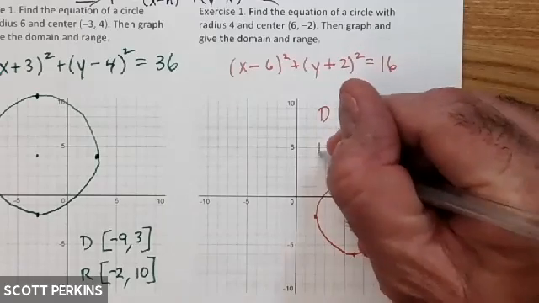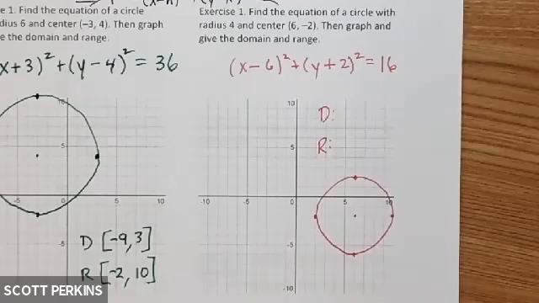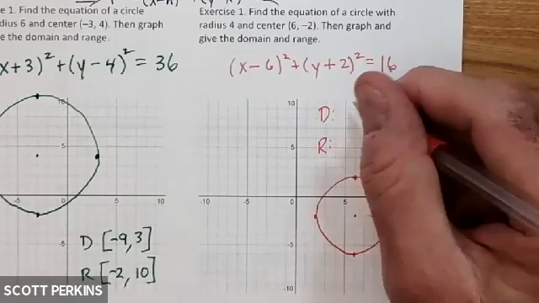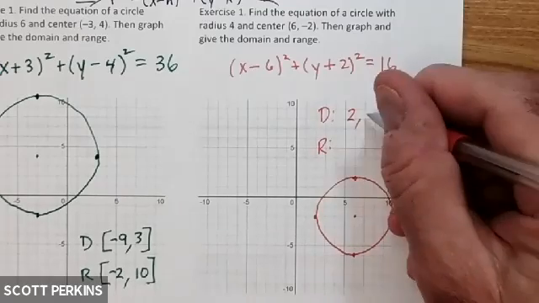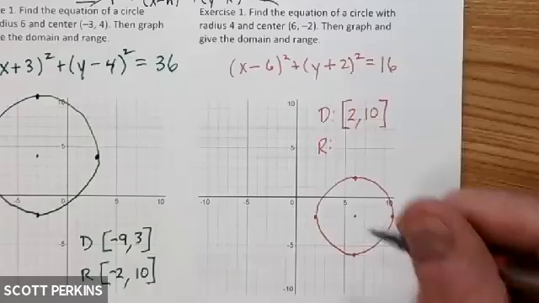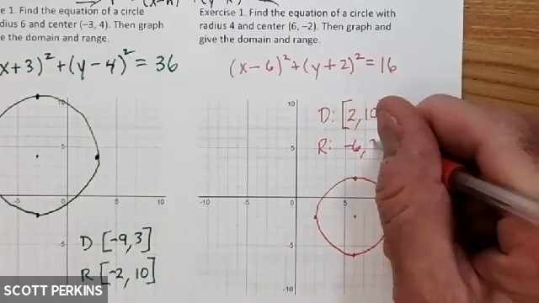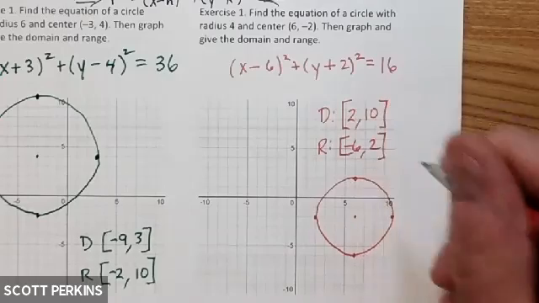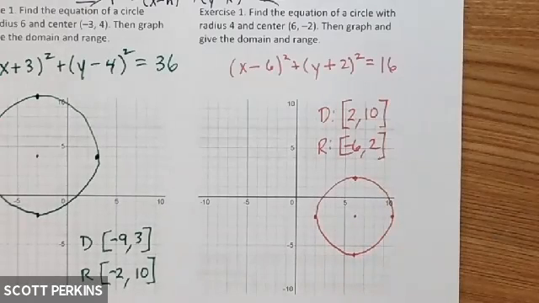All right, so domain and range, here we go. The domain left and right. The furthest left, I hope you wrote, was 2. The furthest right is 10. There's your domain of the graph. And then the furthest down this goes is -6. The furthest up is 2. There's my range.